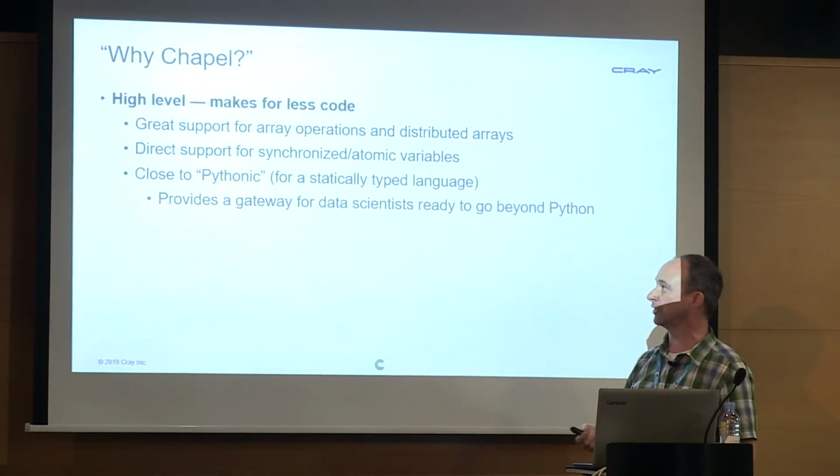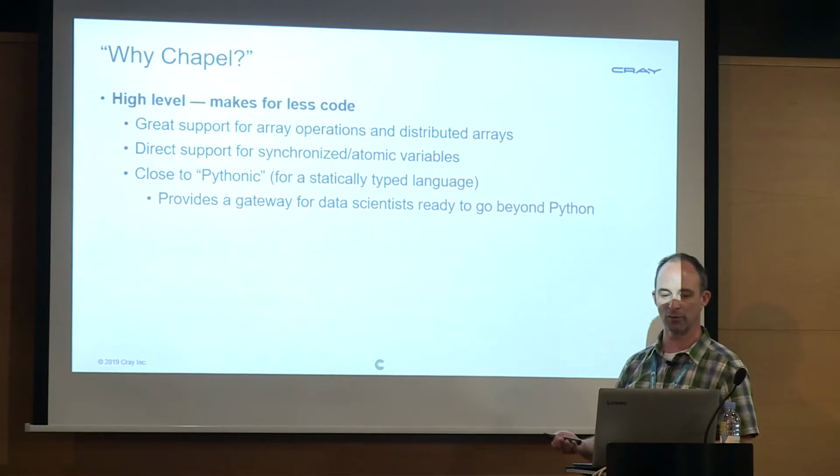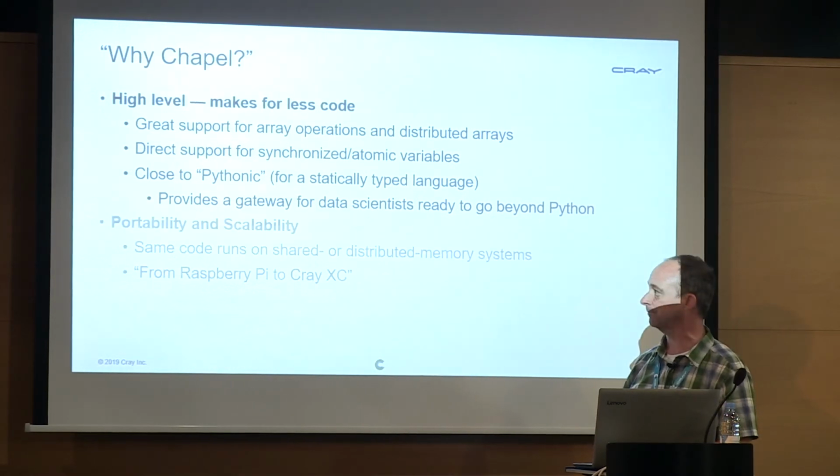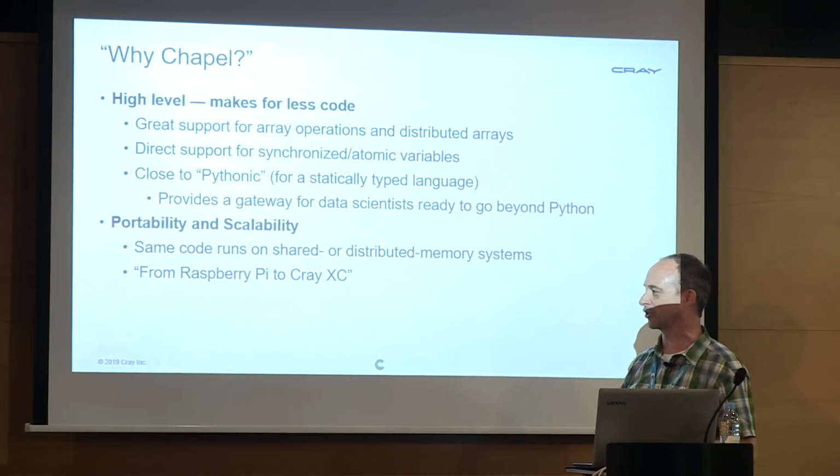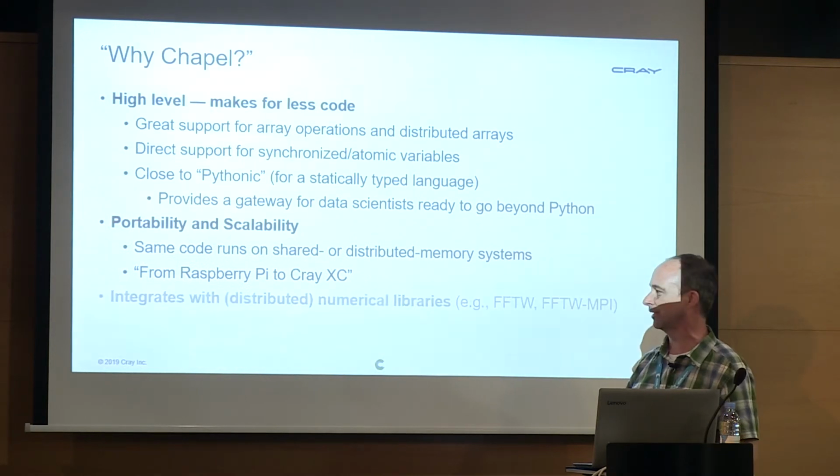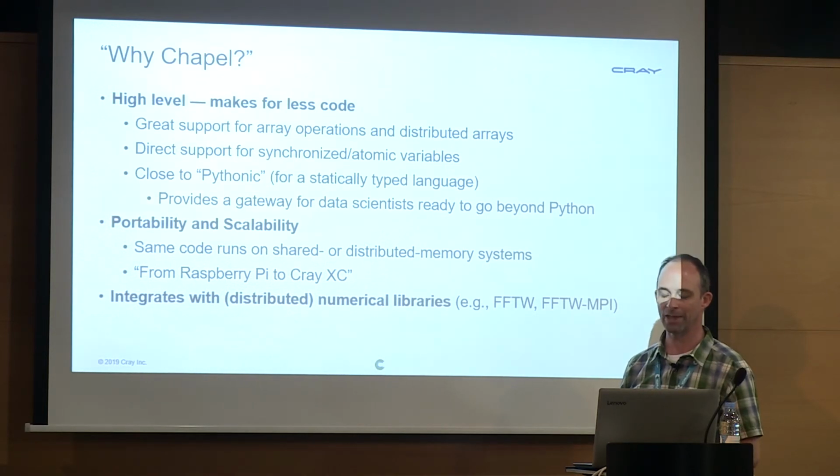So when we asked them, why did you do this in Chapel? They said, well, it's a high-level language. It made for a lot less code. It had great array support, good support for distributed arrays and synchronized and atomic variables. It's a language that's close to Pythonic, so if their scientists want to go under the hood and play around with the underlying implementation themselves, it's a nice gateway language for them to learn. It's portable and scalable, and we saw that in their results. They used the quote, we can go from Raspberry Pi to Cray XC without changing the code, and that's very attractive to them. And as you just asked, it integrates with distributed numerical libraries, so they can make use of things like FFTW or FFTW MPI without re-implementing all that from scratch. Okay, so I'm out of time.